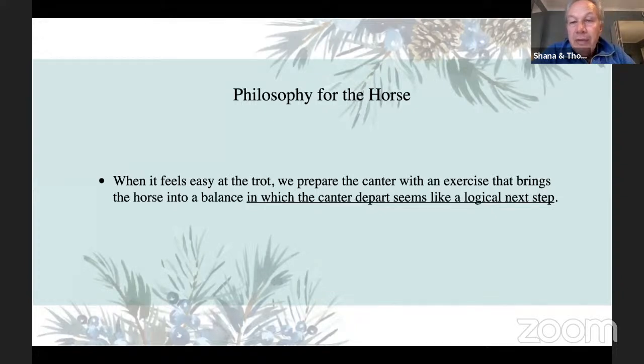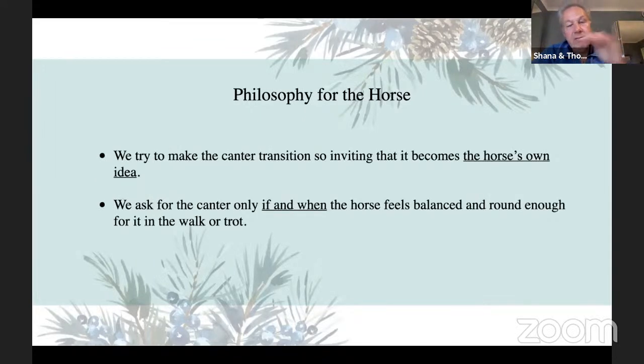Yeah, and so when we feel like now the horse is nicely balanced in the walk and the trot through the exercises we've done, then we can prepare him for the canter depart by using an exercise that brings the horse into a balance where the canter feels like the most logical next thing to do. Right? It's like you're building a little staircase of little learning steps. And when the horse gets to the top of that staircase, then he thinks, well, there must be one more, and that's the canter, right? And that's like this logical ascension.